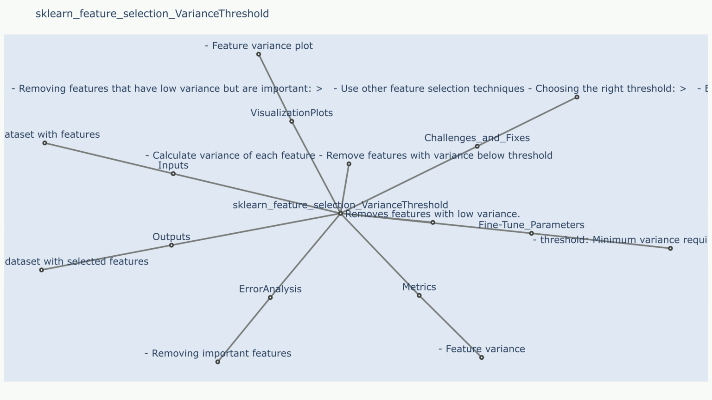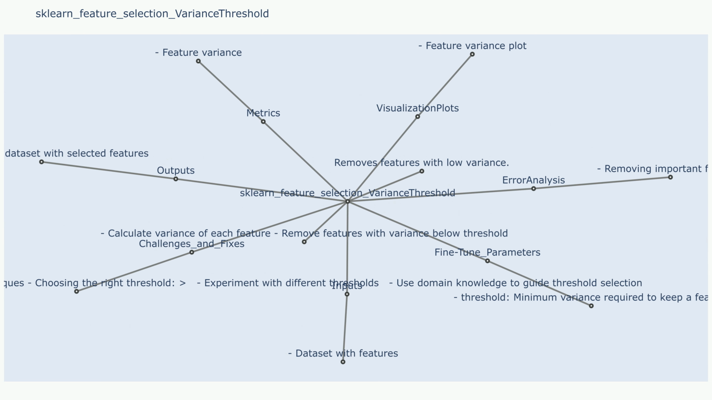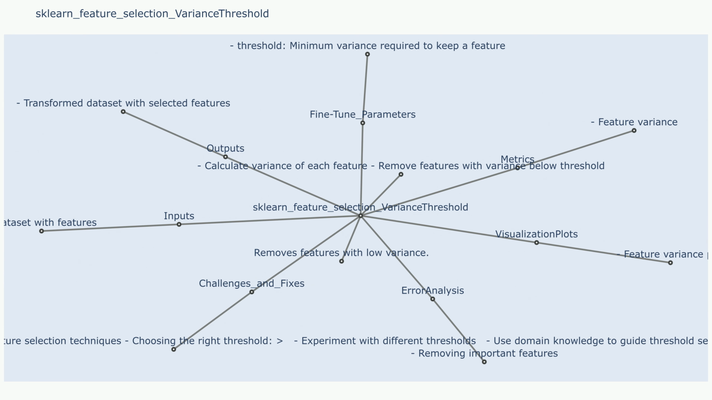Challenge 2. Feature scaling. Variance threshold is sensitive to the scale of the features. Features with larger scales will have higher variances, potentially leading to the removal of valuable features with smaller scales. Sample use case that resulted in challenge 2. A dataset where features have vastly different scales, e.g., one feature is in meters, another in kilograms.